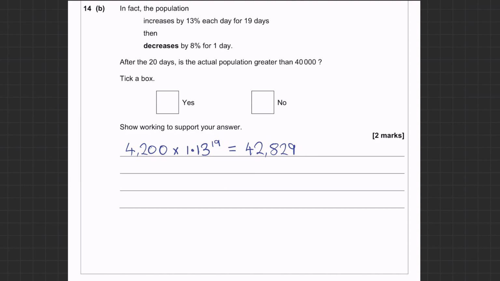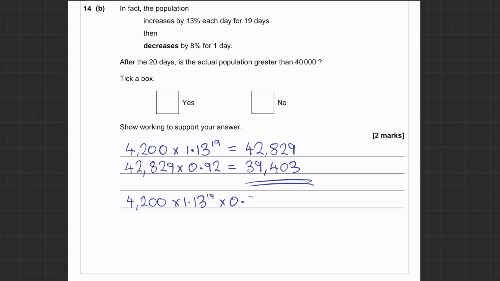But then on the last day, it decreases by 8%. So on the 20th day, it's 42,829 multiplied by, well, it's an 8% decrease, that's 100% take away 8%, which is 92%. So times by 0.92, which will give us 39,403. That's rounded. If you really want to, though, you can do this all in one go. So you can say 4,200 multiplied by 1.13 to the power of 19, and then multiply by 0.92, and you'll also get the same answer.